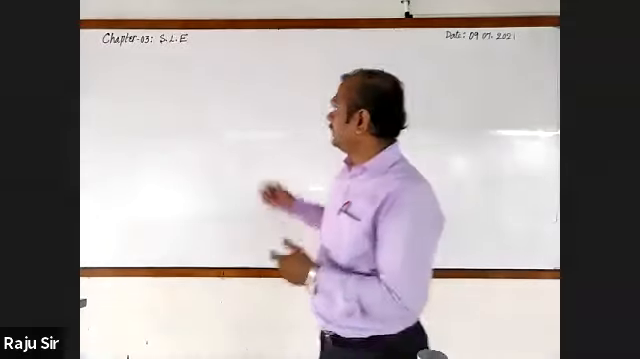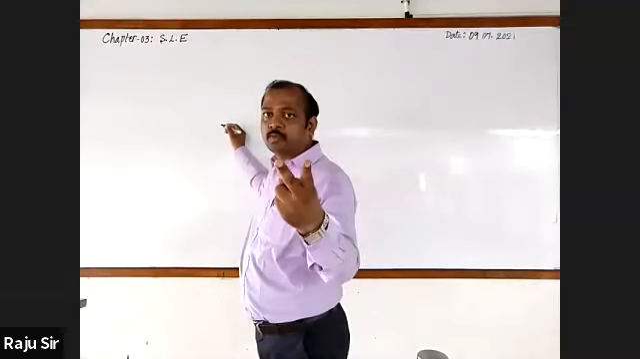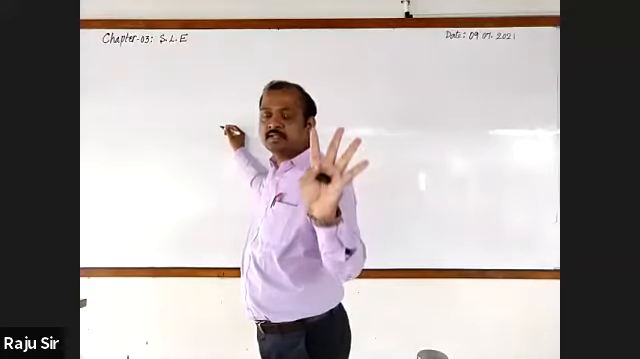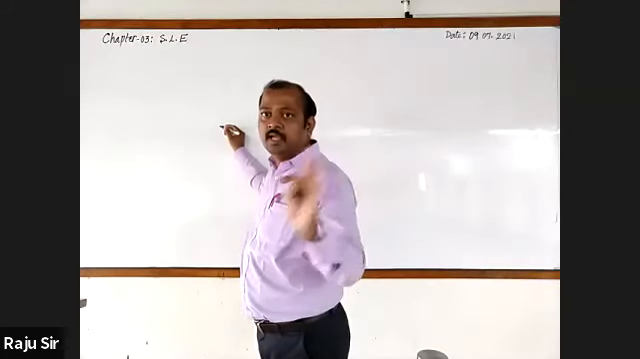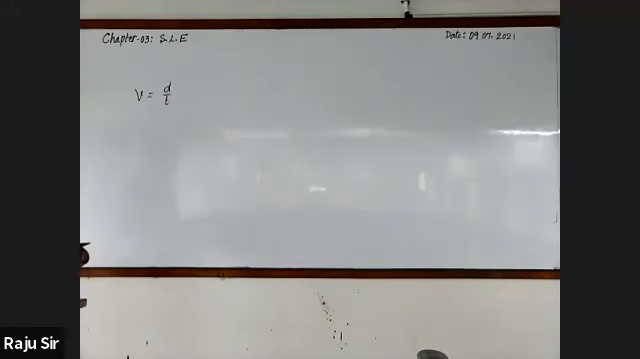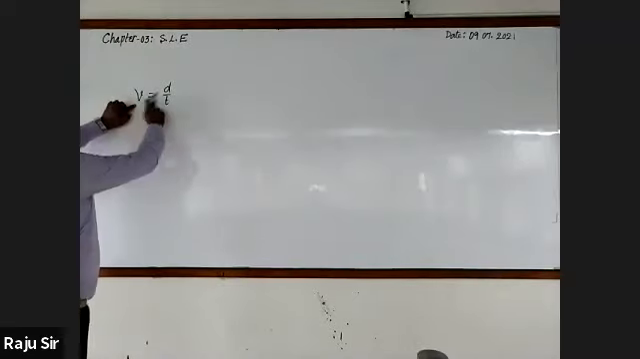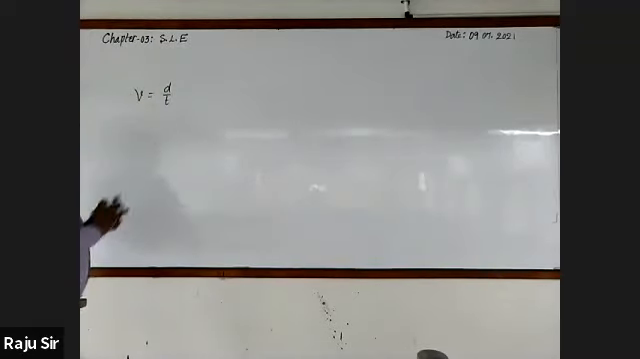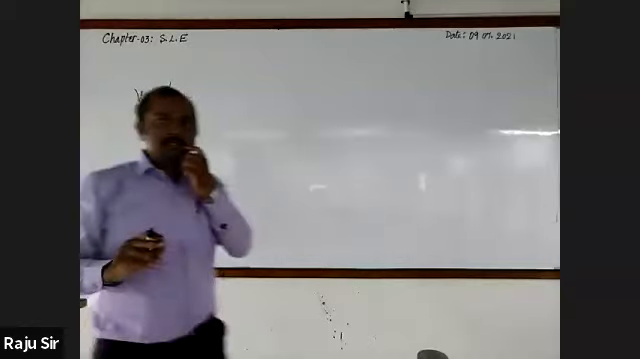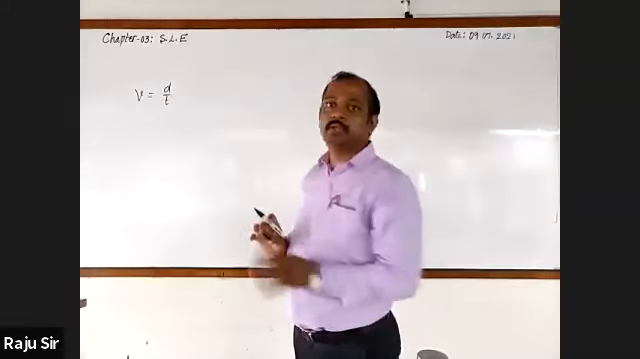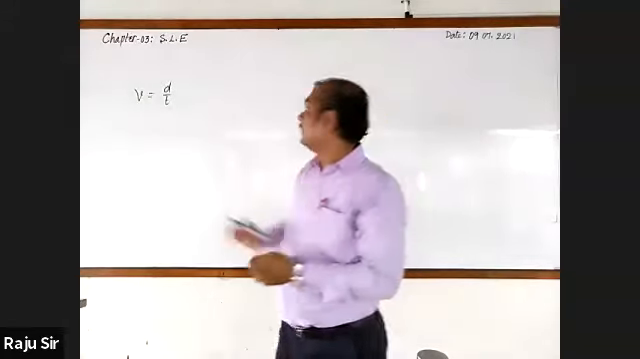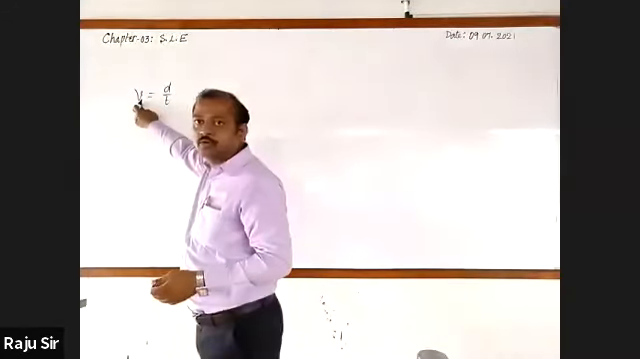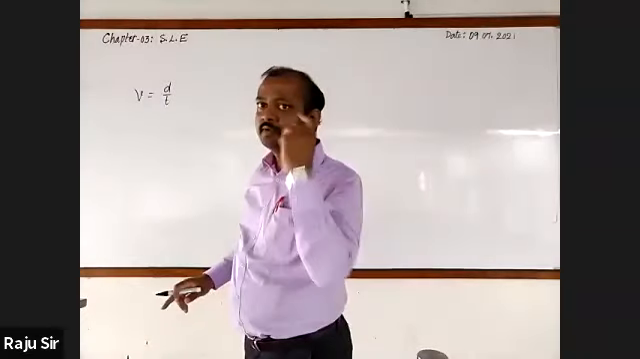And the speed depends on two physical quantities. One is distance, second one is time. Hence, its formula can be written as V is equal to D by T. Speed is equal to distance by time. There are three physical quantities. If any two are known, you can find out the third. If you know D and T, you can find out V. What is D? Solve.